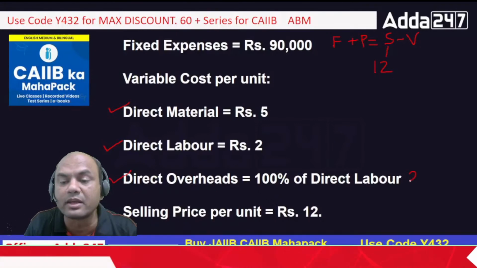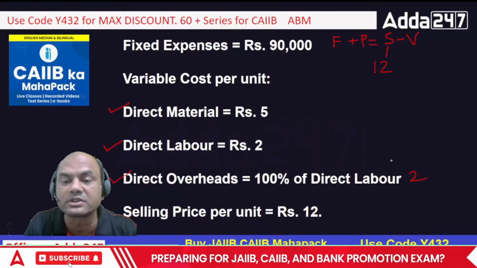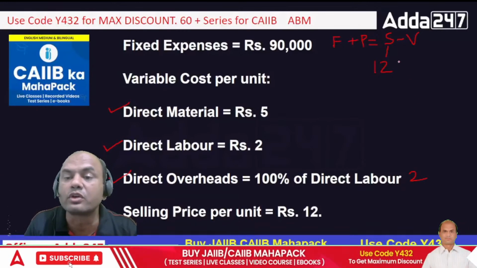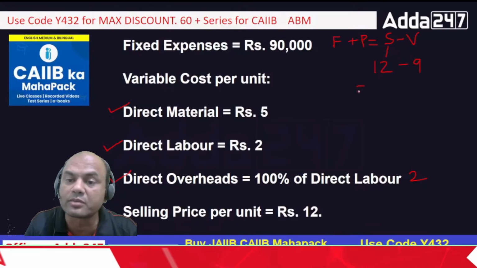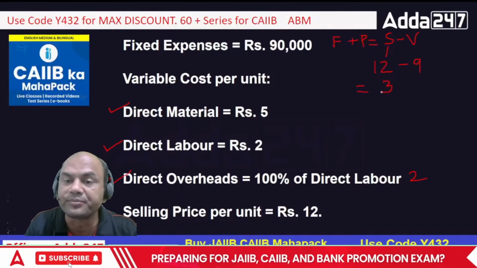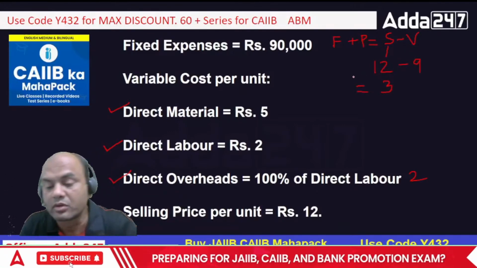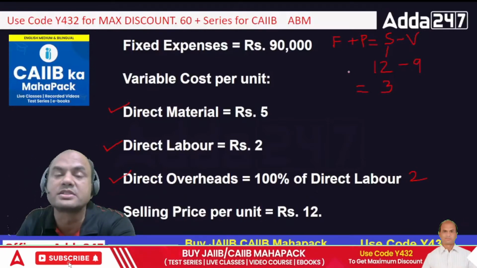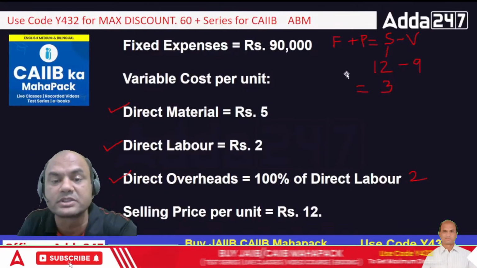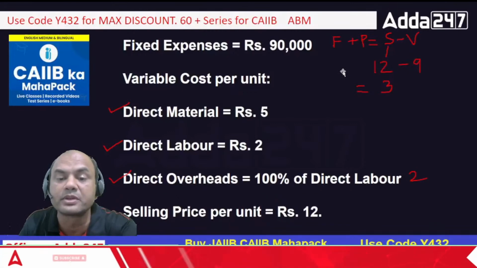So what will be my variable cost now? 5 plus 2 plus 2, so 9. So 12 minus 9. This is my contribution. So contribution equals 3. So what is the formula? Contribution upon sales. So what is my contribution upon sales?